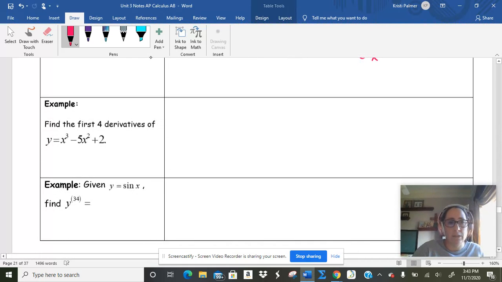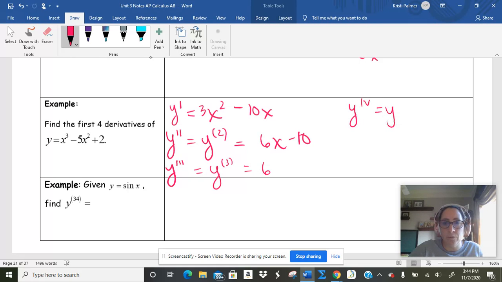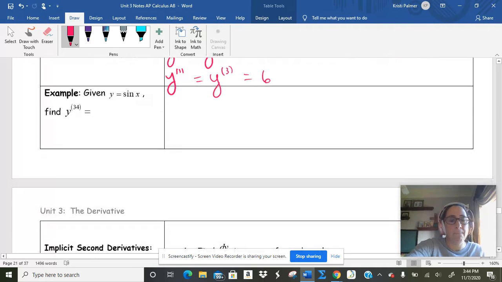So if we review a little bit from some explicit, remember the first derivative, second derivative, we can either do this or we can put a 2 here in the parentheses. Third derivative, we can use the Roman numerals here. Or if I did the third, it needs to be in parentheses. And then the fourth derivative, I can use Roman numerals, or I can do the fourth, which is now 0. So just a little bit of review on that.